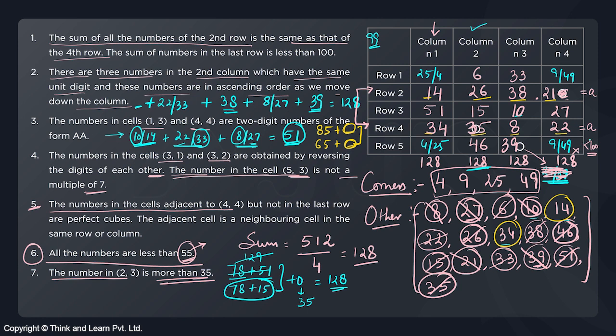The last thing we can use is the sum of the last row is less than 100. I already have 46 plus 39, which is equal to 85. With 85, I can only take 4 and 9 so that the sum is less than 100. If 4 is here, 25 is here. If 9 is here, 49 is here. And our job is done.